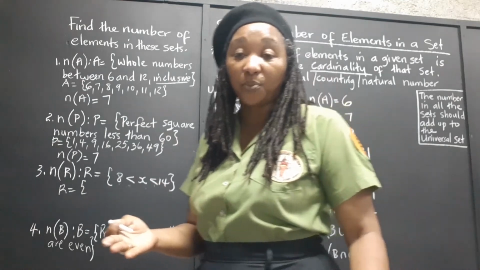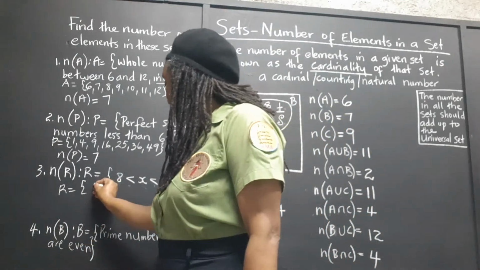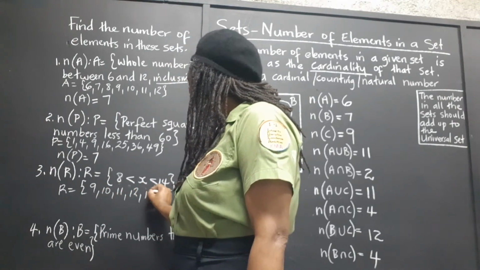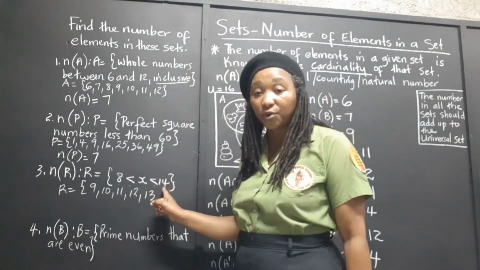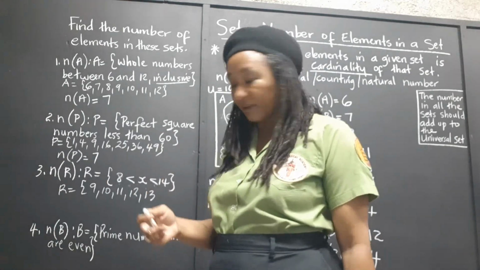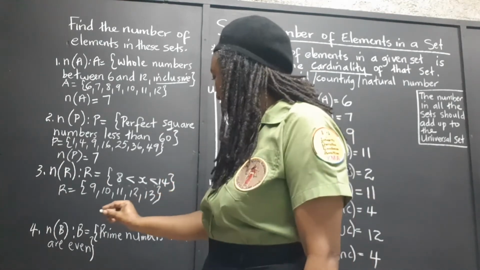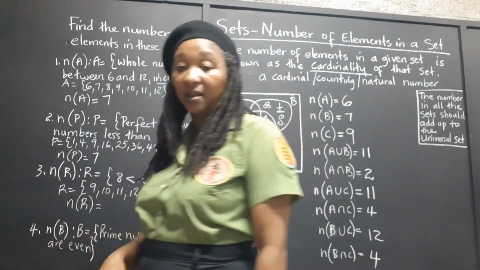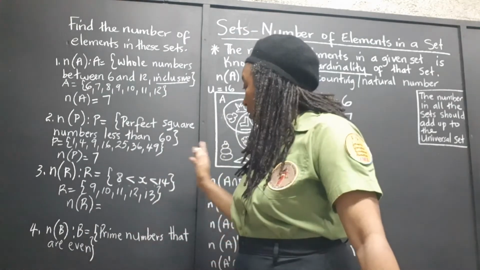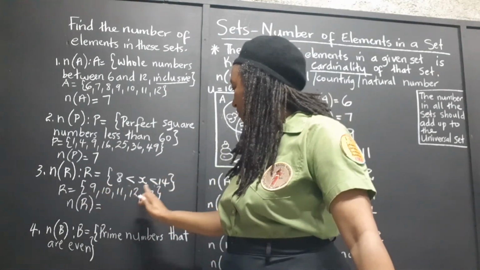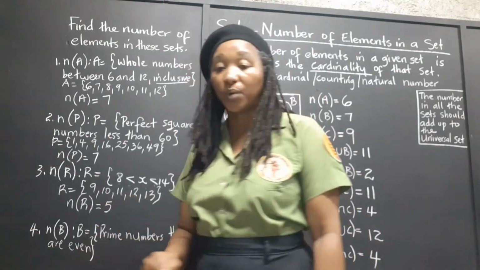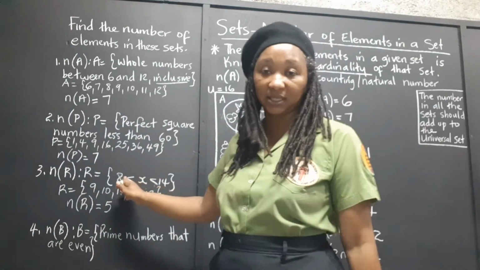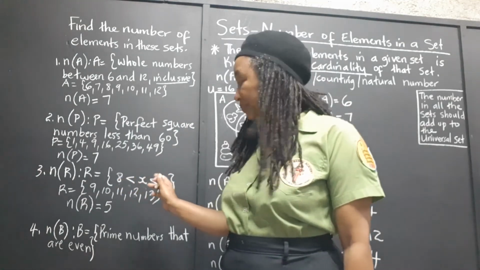So what's the first number greater than 8? So that would be 9, 10, 11, 12, 13. We're not including the 14 because it says less than 14. So we stop there and we're going to count the cardinality, the cardinal number. 1, 2, 3, 4, 5. There are 5 numbers that are greater than 8 and less than 14.